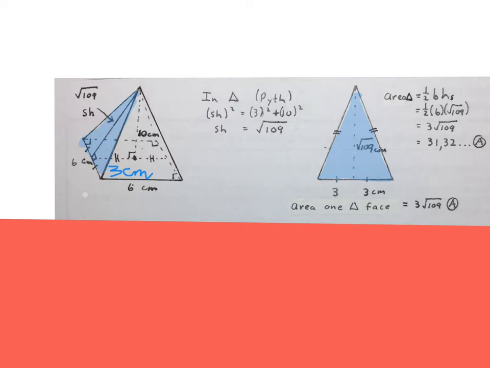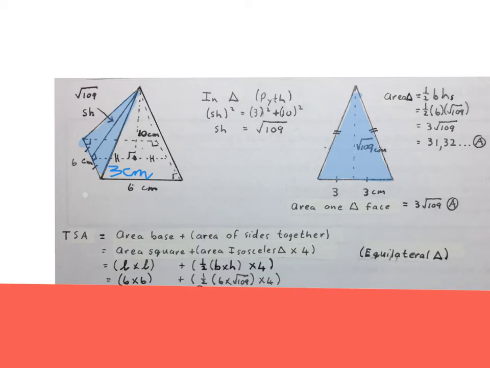We're not going to go down that road because you are usually going to get a formula on the formula sheet and you must just understand how to use it. So back to our formula. The total surface area is area of the square plus the area of one triangle times 4. Worked out length times length, which is 6 times 6. Half base times height times 4. Plug this into the calculator.